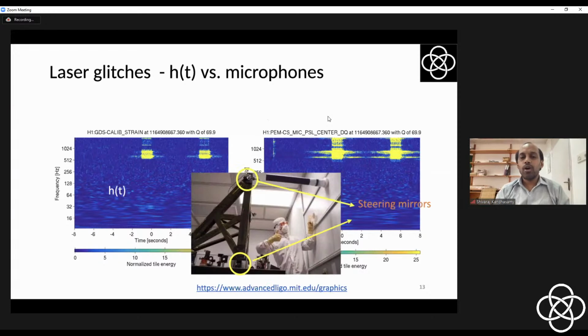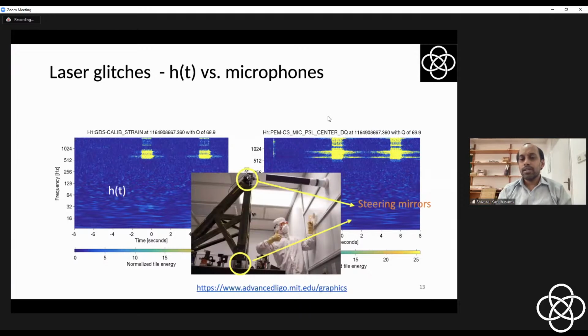Now we want to know why a sound signal affects our strain channel. There are a lot of mirrors that we have kept in the laser room that basically take the input laser and point it into the interferometer, basically into the cavities. The table is at a different level than the mirrors, so we use this periscope to project the beam on the table into the interferometer.